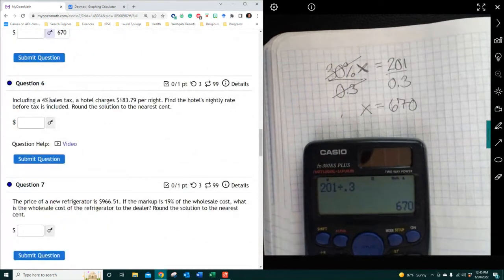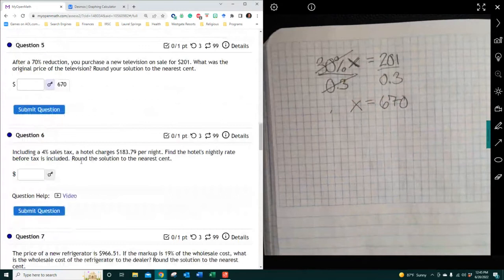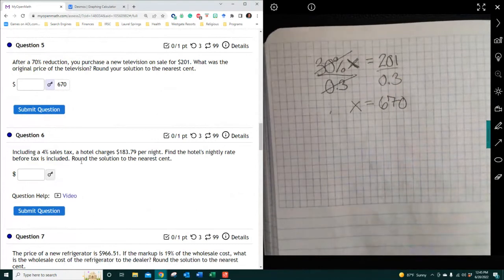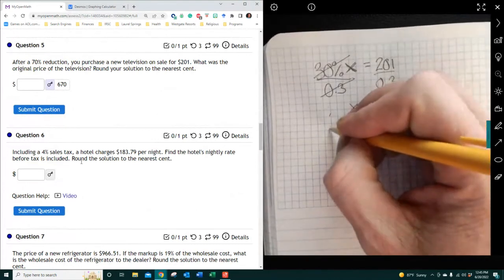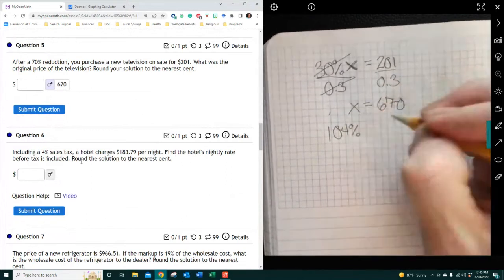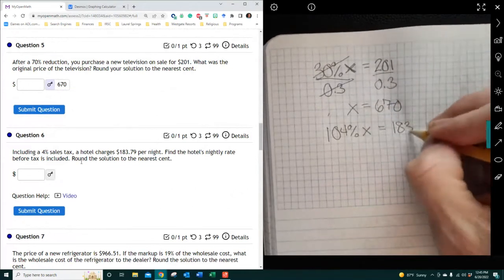Now, it says including a 4% sales tax, a hotel charges $183.79 per night. Find the hotel's nightly rate before tax is included. Round the solution to the nearest cent. Where this was a reduction for question number 5, this is actually a surplus because sales tax adds to the final item. So what you do for that is you take 100% and add 4% to it. So you're going to get 104% of some value, the cost of the room, is going to equal $183.79.